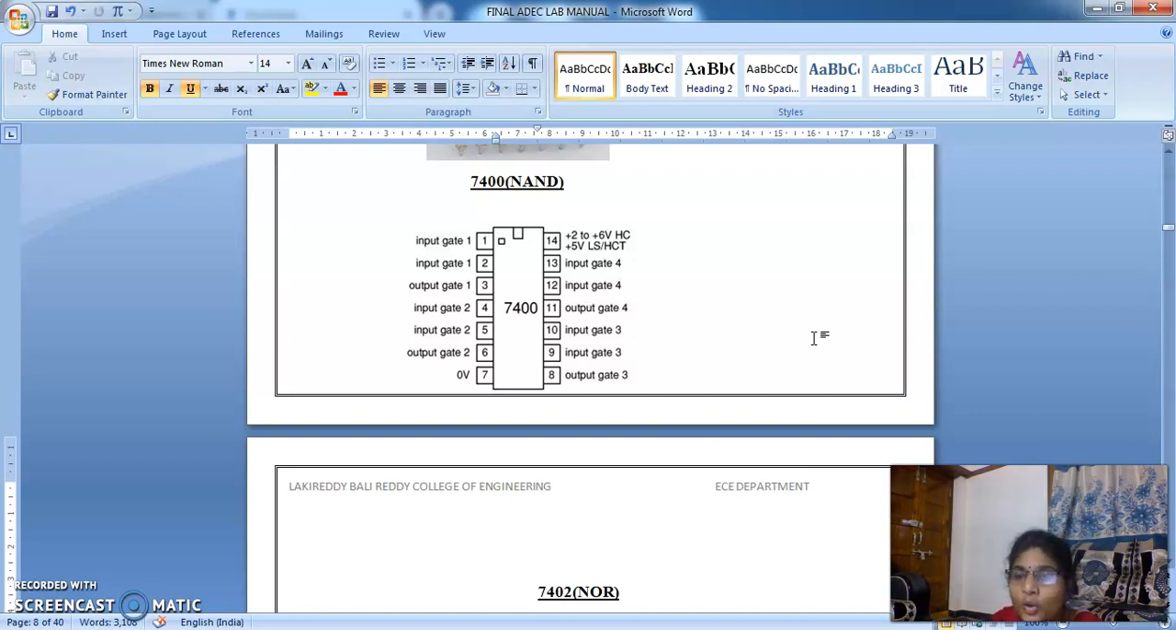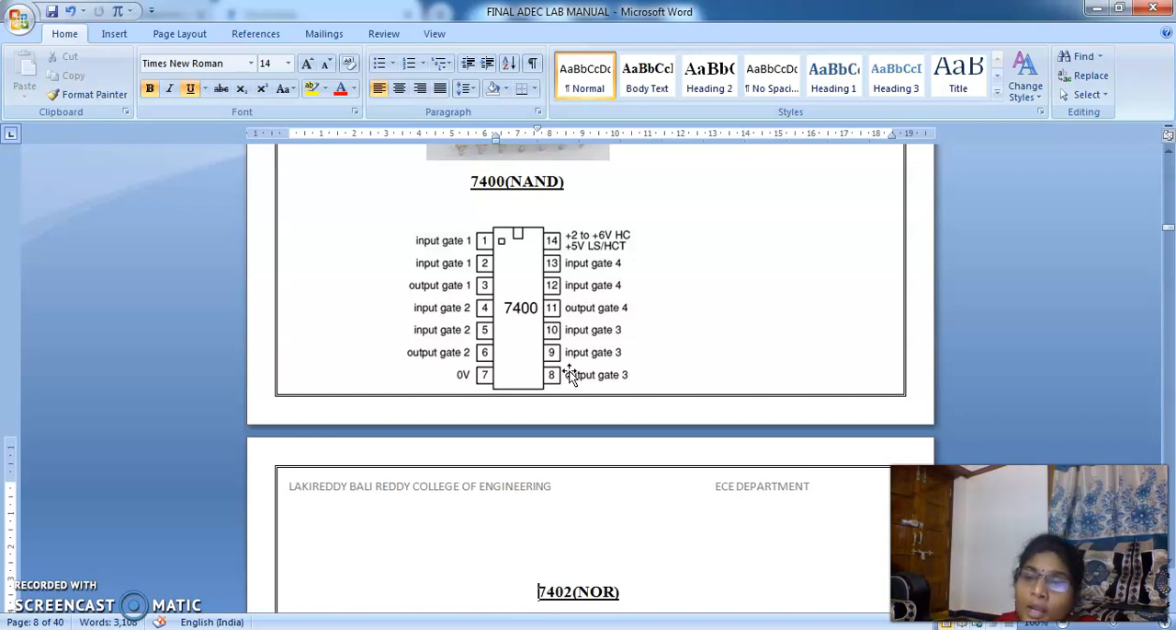To construct 2-input NAND gates, we are going to use IC 7400. The IC will look like this, and it has 14 pins. Of these 14 pins, the 14th pin is connected to VCC, that is the power supply, and the 7th pin we are going to ground. The remaining 12 pins are used for the 4 NAND gates.